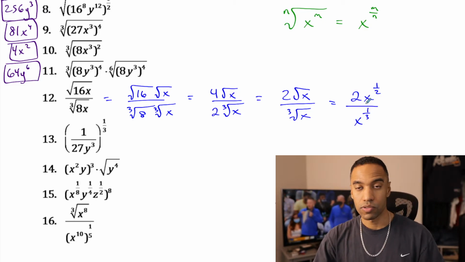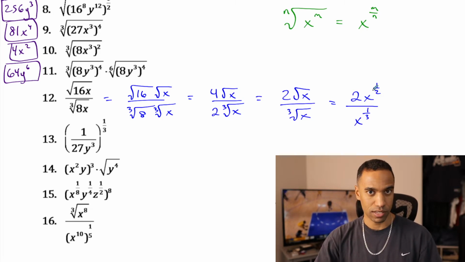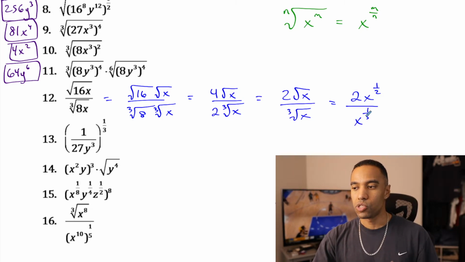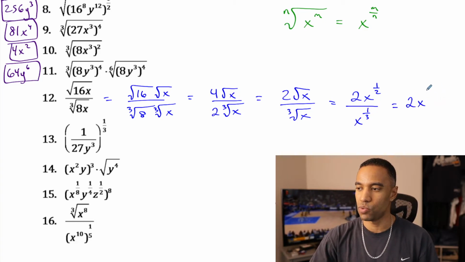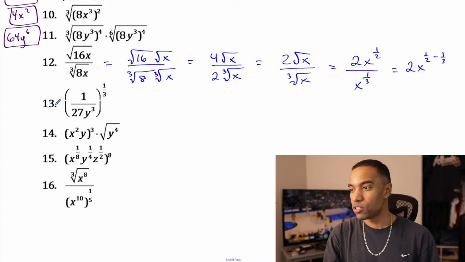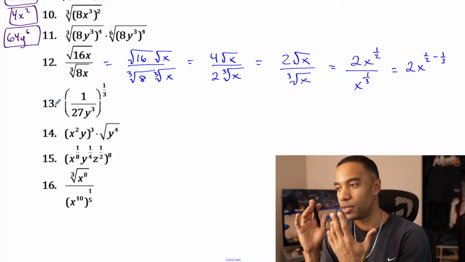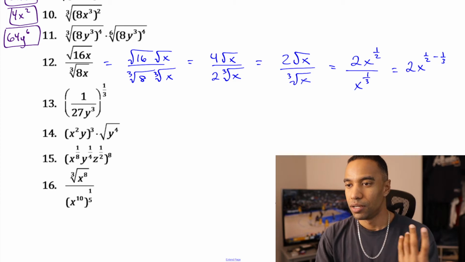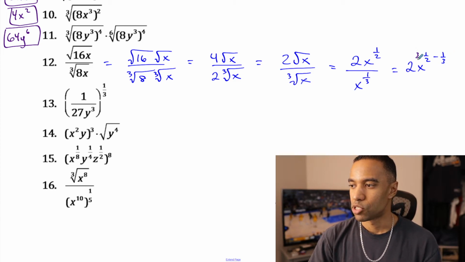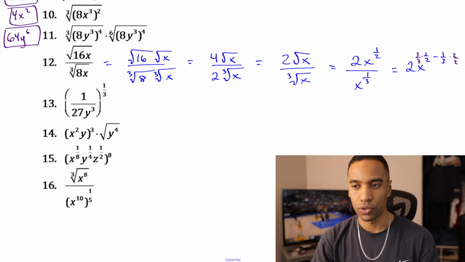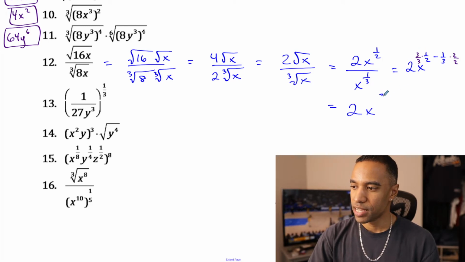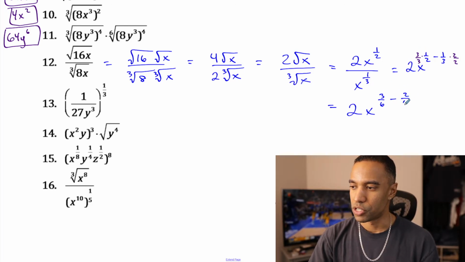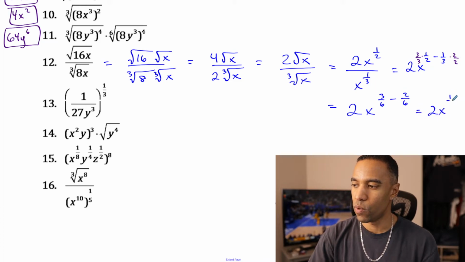Dividing identical bases means you keep the base and subtract your exponents. So this can be written as 2 times x to the 1/2 minus 1/3 power. Not everybody's favorite, subtracting these exponents. We need to get a common denominator here, so times 3 over 3, times 2 over 2. We'll get 2 times x to the 3 over 6 minus 2 over 6 power, which is 2x to the 1 over 6 power.